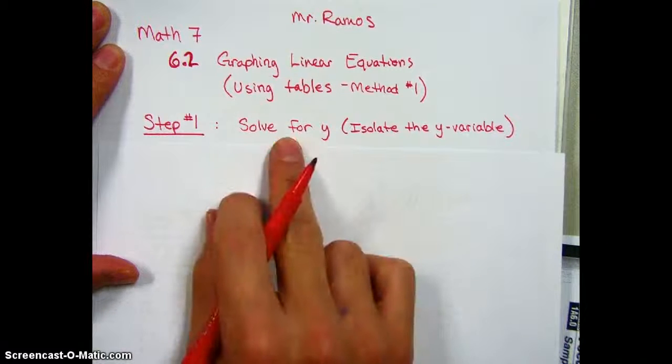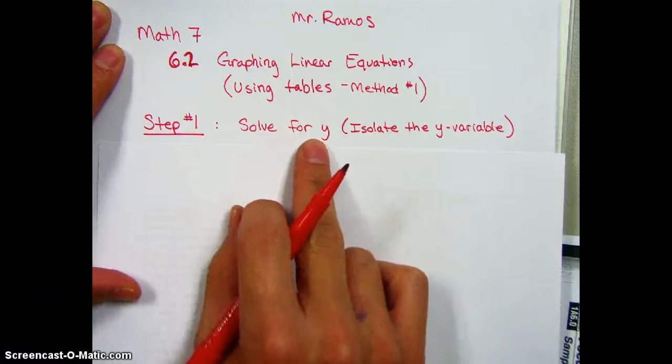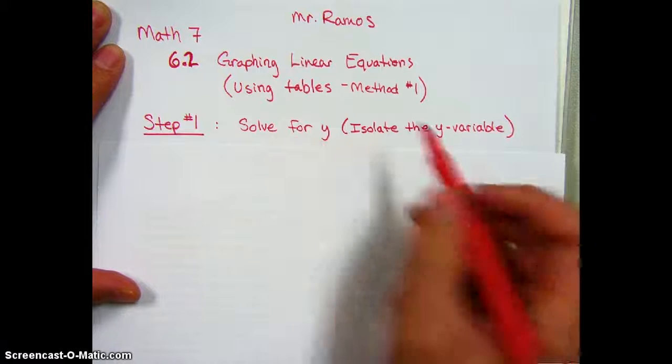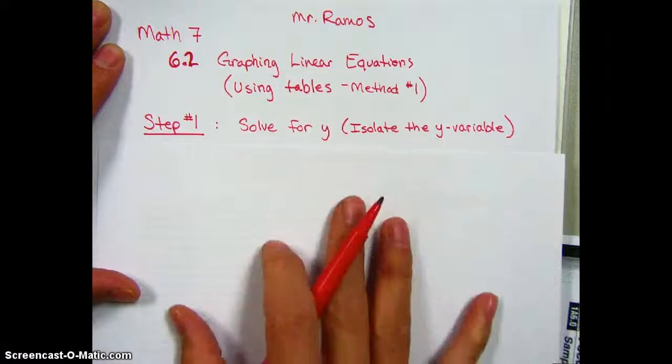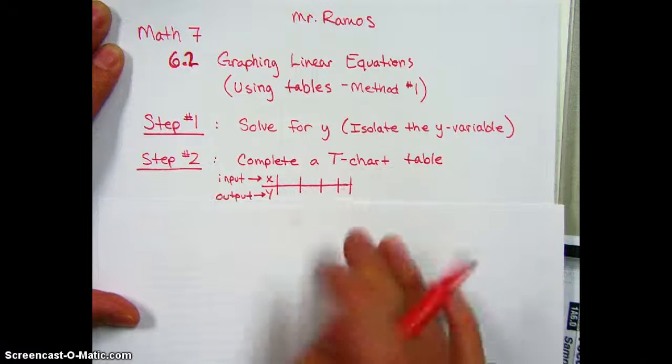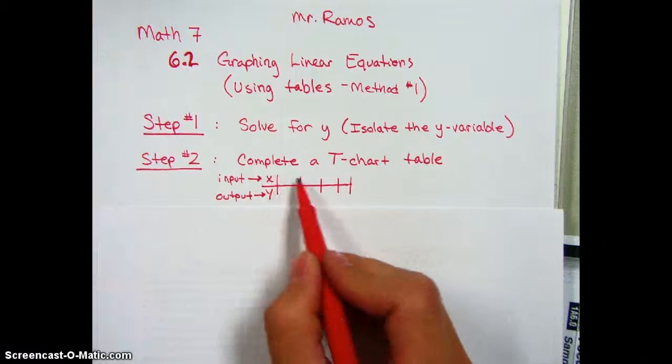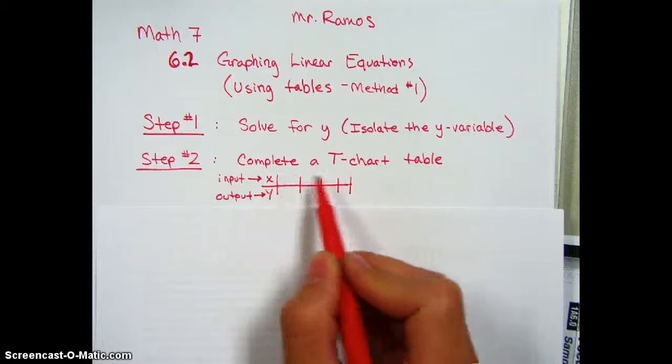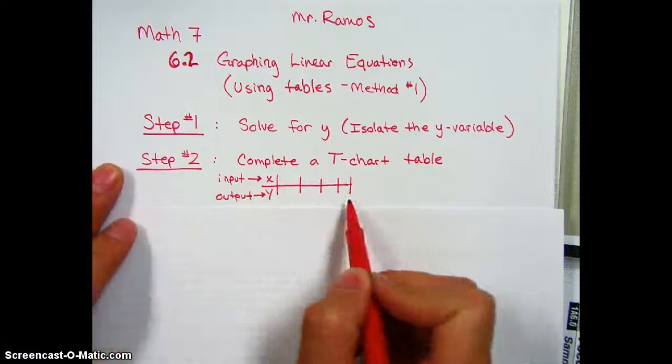Step number 1, you want to make sure that you're solving for y, or that y is already by itself. Another way to say that is to isolate the y variable. Okay. Now step number 2 is going to be to complete a t-chart table. And that's where you're going to choose 4 input values. You're going to plug each one of them in and find out your output for each.